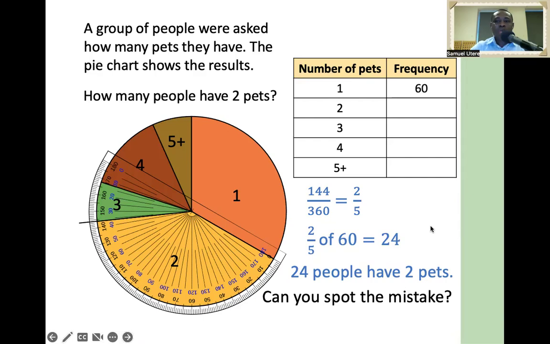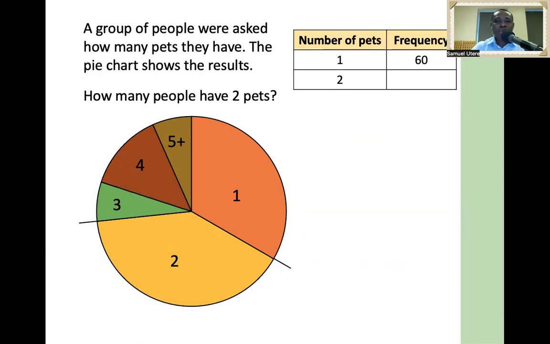Well, something I want to mention is the frequency is telling us the number of people. So, the number of people who have 1 pet is 60. So we'll see where the mistake comes from, and then we'll learn from that mistake. Now, we know that the number of people that have 1 pet is 60. So let's find out the proportion.